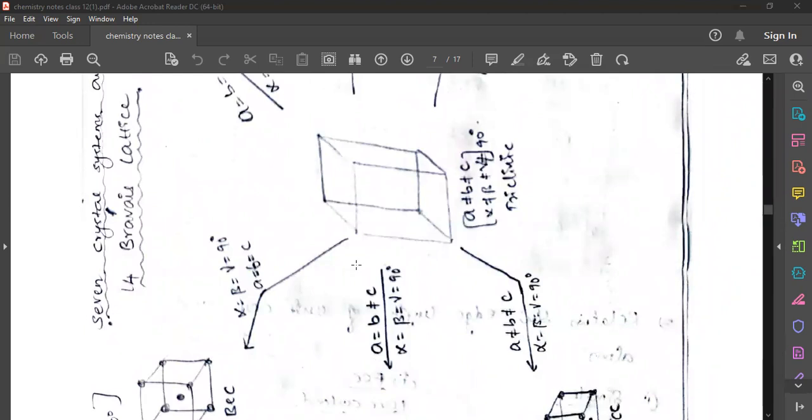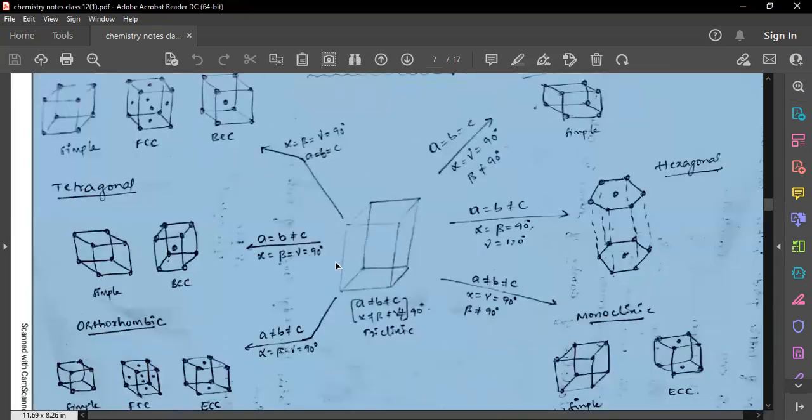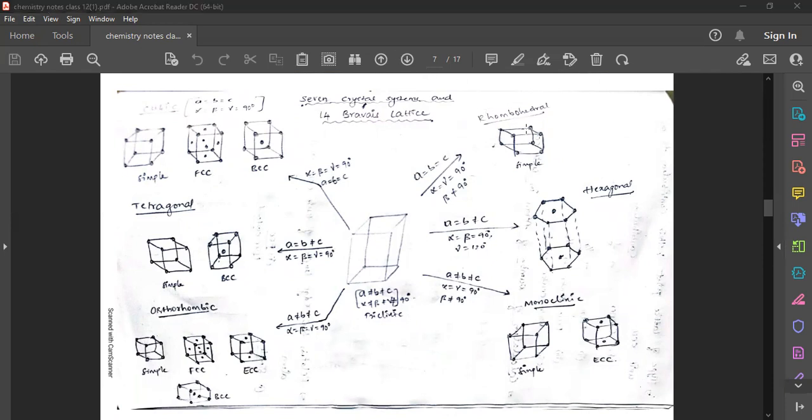So based upon that, you can have different types of Bravais lattices based upon the unit cell parameters. Now can you see it properly? So in total we have 7 crystal systems based upon the 6 different parameters, and it will form the 14 Bravais lattices. The first one: if the lengths of all the sides are different and all the angles are different, it will form the triclinic.